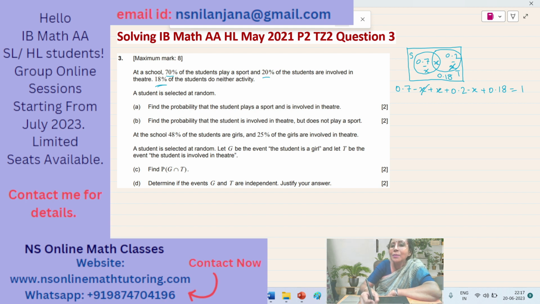Okay. And this minus x and this plus x, they will be cancelling. So we will be having minus x. If we add plus x to both the sides and we add negative 1 to both the sides, we will be getting the value of x. Let us get the value of x.